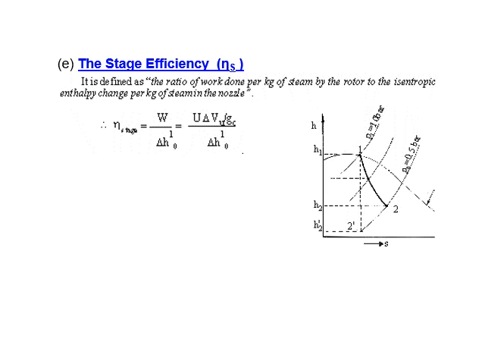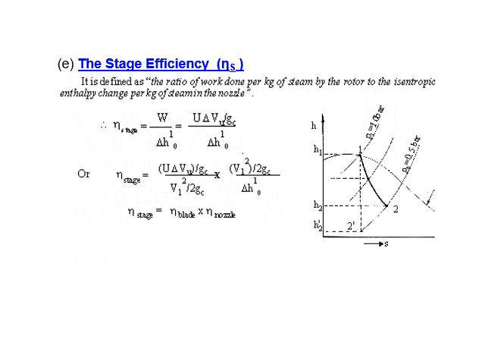So now the stage efficiency is the ratio of work done by the rotor to the isentropic enthalpy drop, that is given by W by delta H naught dash, where the work done is given by U into delta Vu by g, and the isentropic enthalpy drop is denoted by delta H naught dash or 1. So now the stage efficiency is also the product of blade efficiency and nozzle efficiency.